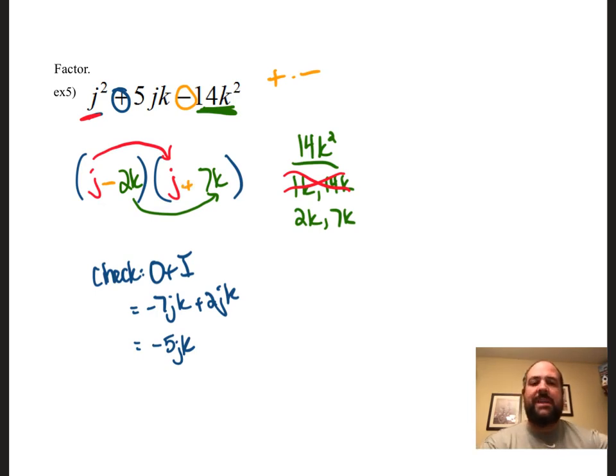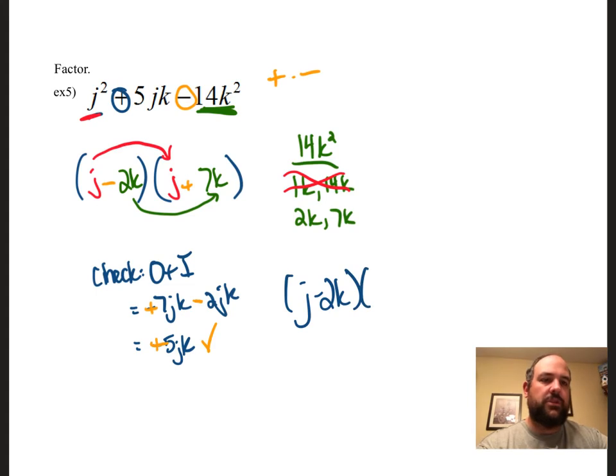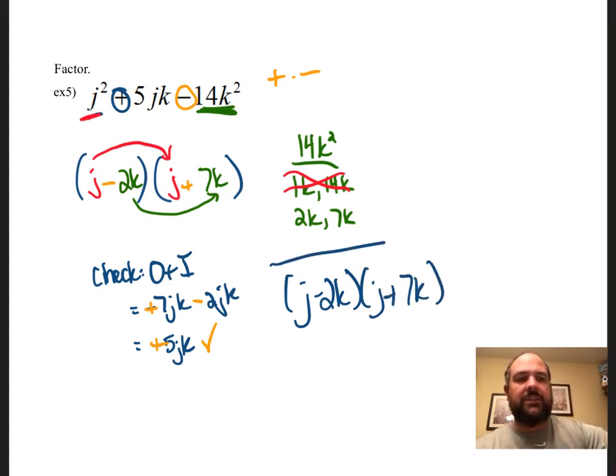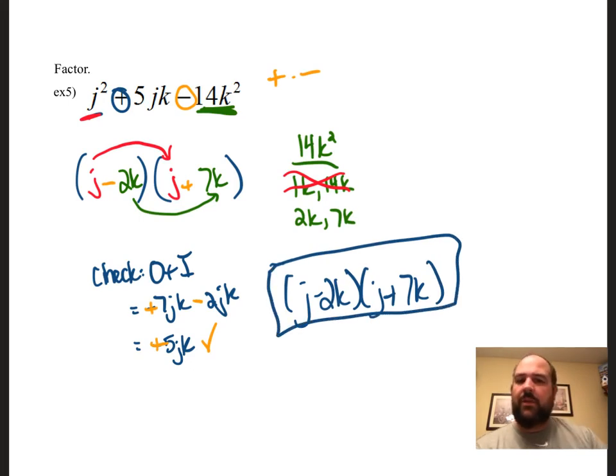So that way we now have positive 7JK, and then we would have negative 2JK. And that's going to give us a positive 5JK, which is what we want to end up with. So our final answer in this case is J minus 2K times J plus 7K. There's our answer, and we got it.